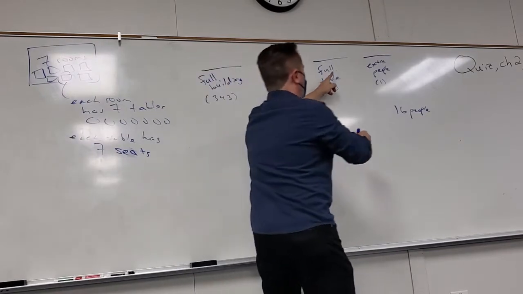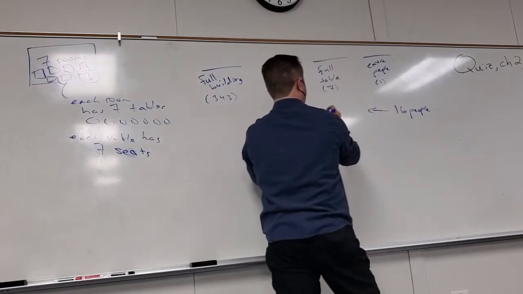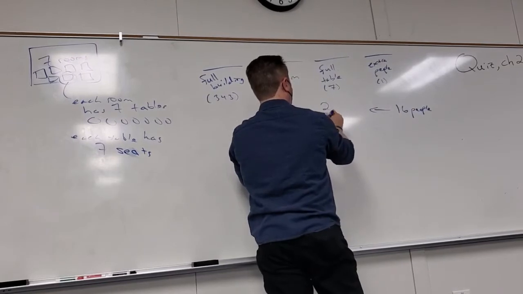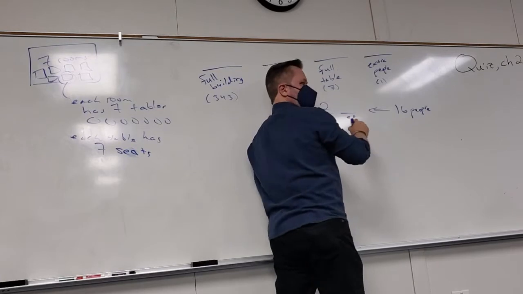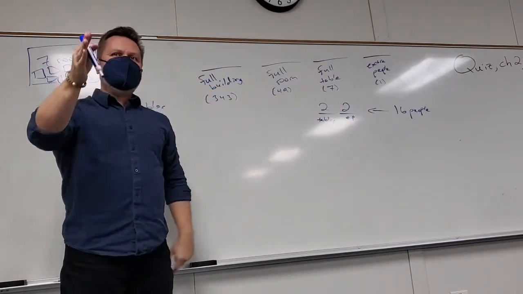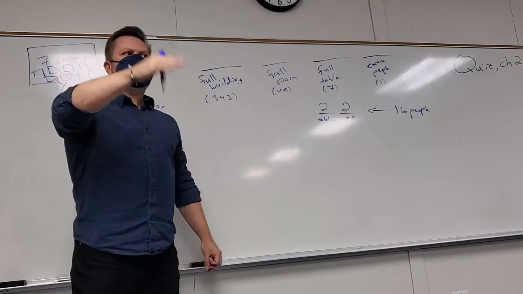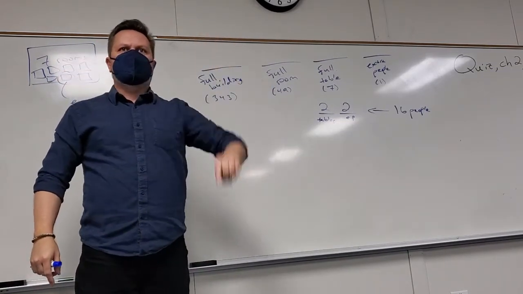Now, how many full tables do I have? 2. And how many extra people do I have? 2, right? So 16 in base 10 is 22 in base 7.